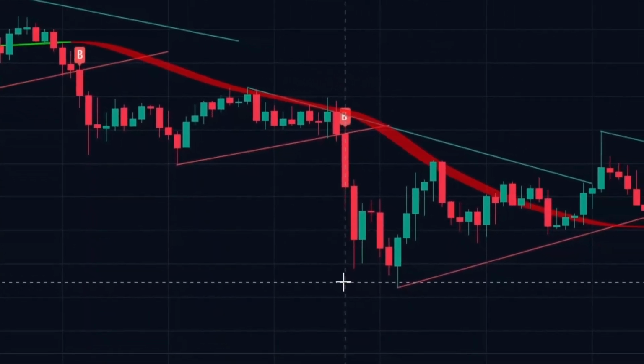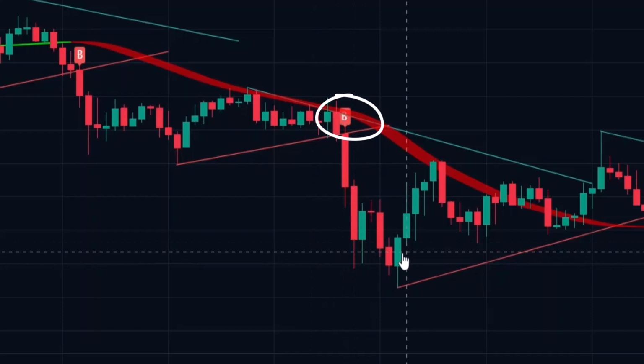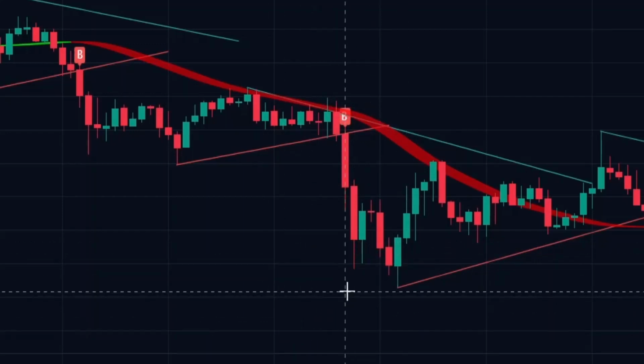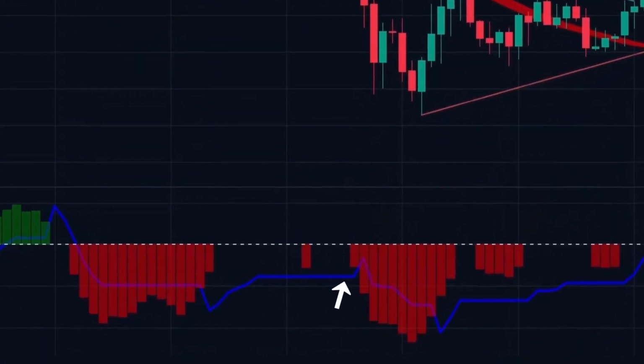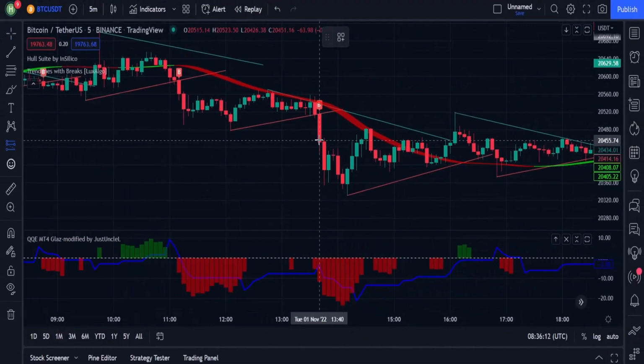Third, after the pullback, the price actually needs to make a bearish breakout, and at the time this breakout happens, the price action needs to be positioned below the Whole Suite. Just like here, we can see the price action is below the Whole Suite. Then for the fourth step, we want the QQE bar to be red in color, and finally, this blue line must be positioned below the 0 level. Once these conditions are met, we can enter a sell trade at the close of the candlestick.